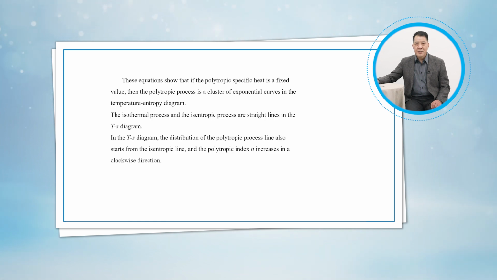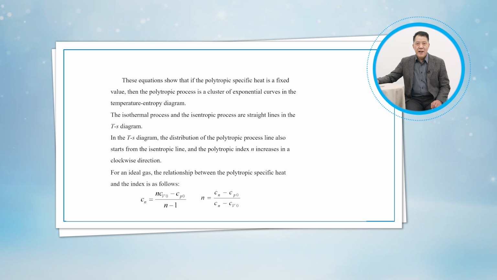In the TS diagram, the distribution of the polytropic process lines also starts from the isentropic lines, and the polytropic index n increases in a clockwise direction. For an ideal gas, the relationship between the polytropic specific heat and the index is as follows.